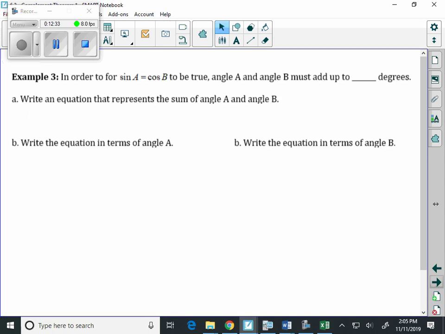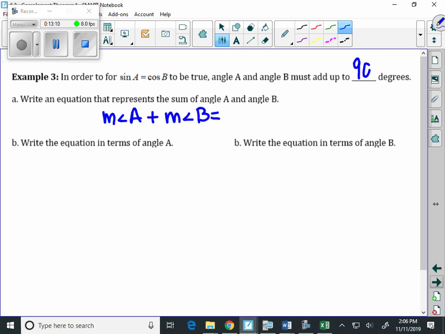Example 3. In order for sine of A to be equal to cosine of B, angle A and angle B have to add up to 90 degrees. We don't need a degree symbol. It has to add up to be 90 degrees. So one of the questions that we could ask is write an equation. And we kind of did that on the front in our boxes. But what we can say is that the measure of angle A plus the measure of angle B is 90.